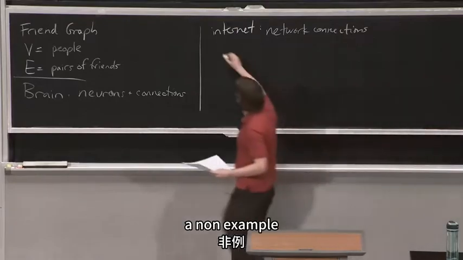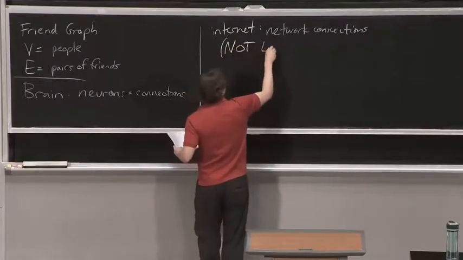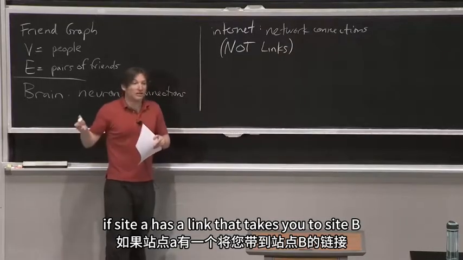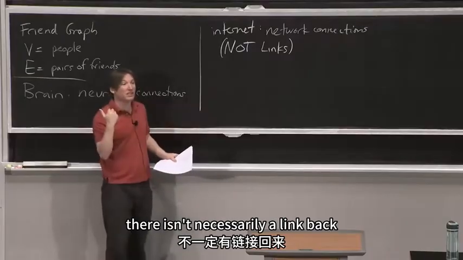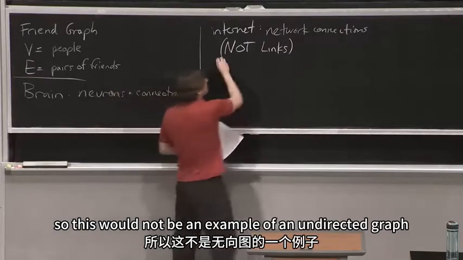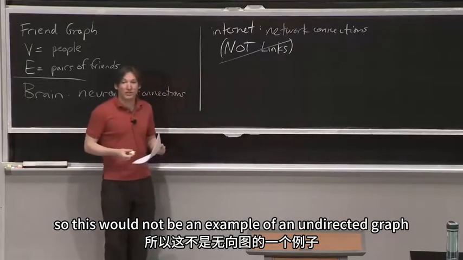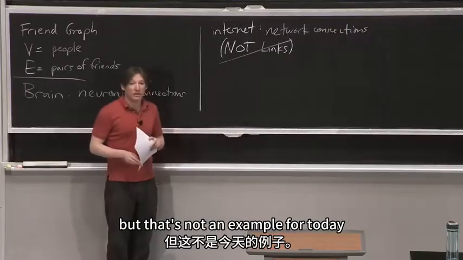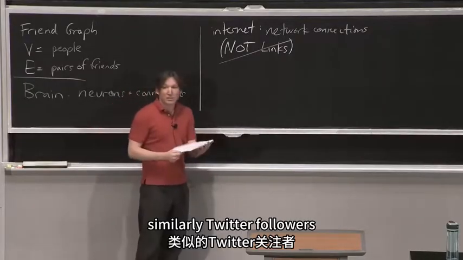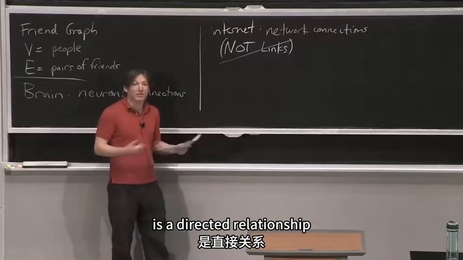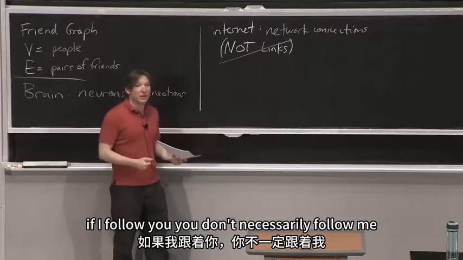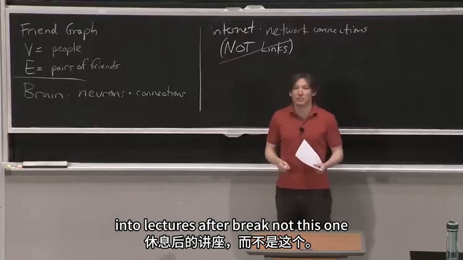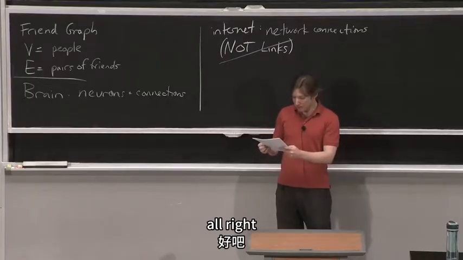A non-example is hyperlinks on websites. If site A has a link that takes you to site B, there isn't necessarily a link back. So this would not be an example of an undirected graph. That would be a directed relationship, which we're going to talk about later after break. But that's not an example for today. Similarly, Twitter followers is a directed relationship. If I follow you, you don't necessarily follow me. So that would be a directed graph, which will fit into lectures after break, not this one. All right.